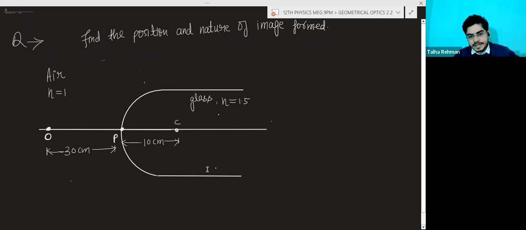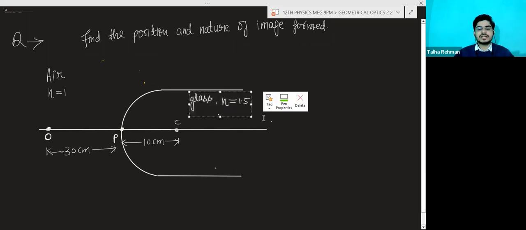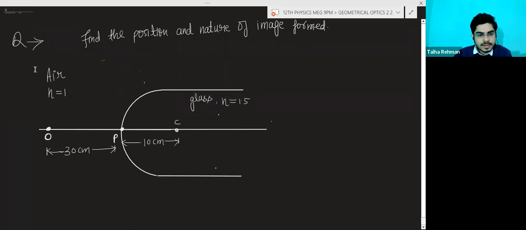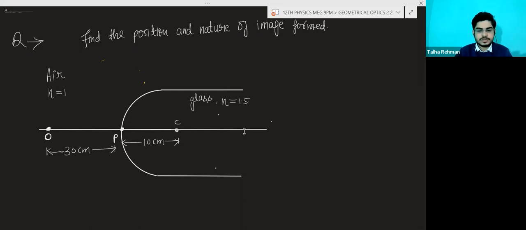And this is the medium under the spherical surface. This medium is a glass medium having the refractive index 1.5. And here is the air, and this air has the refractive index 1. This object is placed at a distance of 30 centimeter from the pole, and the center of curvature is at a distance of 10 centimeters from the pole. We want to find the position and the nature of the image.